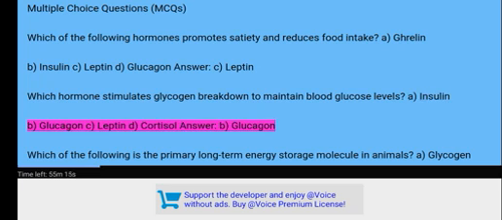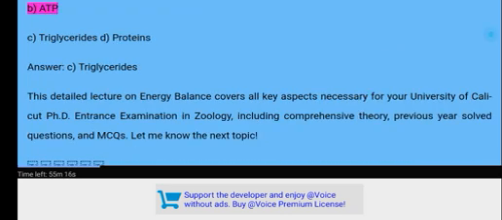A. Insulin. B. Glucagon. C. Leptin. D. Cortisol. Answer: B. Glucagon. Which of the following is the primary long-term energy storage molecule in animals? A. Glycogen. B. ATP. C. Triglycerides. D. Proteins. Answer: C. Triglycerides.